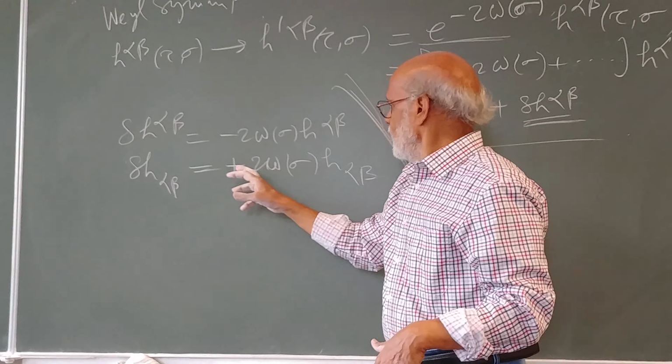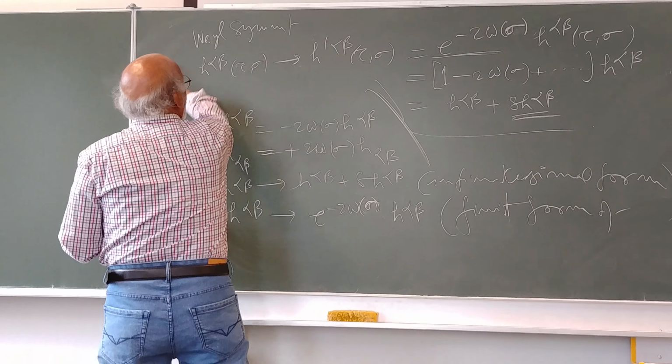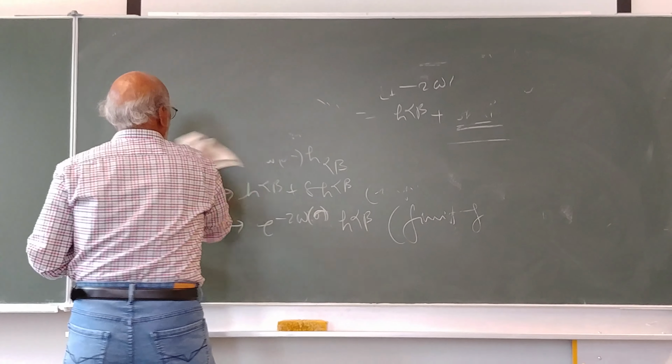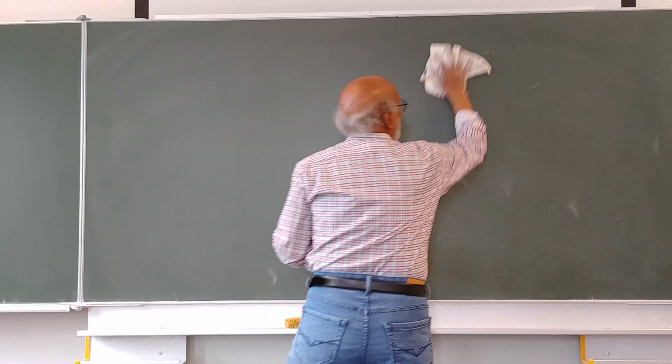And H alpha beta going to e to the power minus 2 omega of sigma times H alpha beta, this is called the finite form of transformation. Okay, these are just two different forms of transformations, this or this. Now in the same go, I wanted to prove one thing, for which I directly jumped onto the worldsheet symmetries.